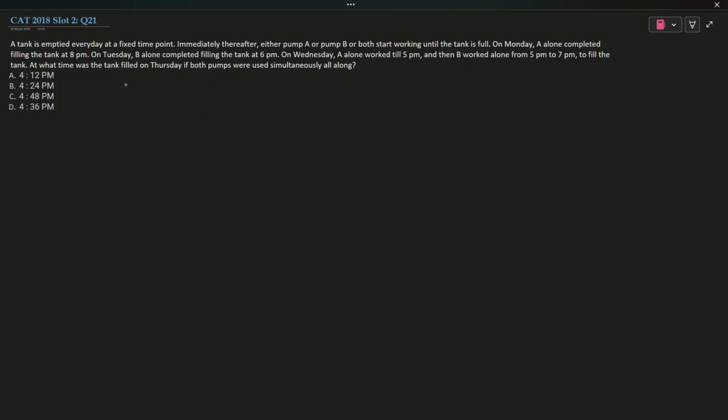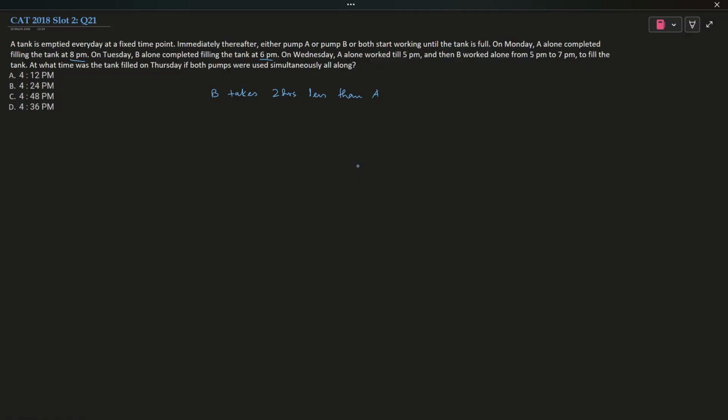Now we do not know what is the time taken by A or B to fill the tank, right? We do not know the time, but we definitely know that B takes 2 hours less than A. This is 100% confirmed because on Monday, A alone completed filling the tank at 8 p.m. On Tuesday, B alone completed filling the tank at 6 p.m. Okay, now you might think, do we know the starting time?